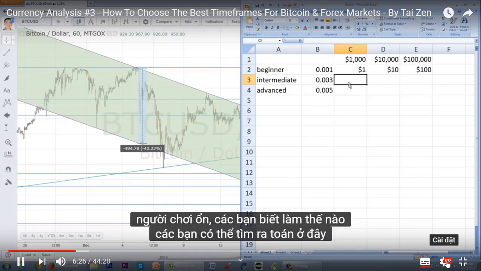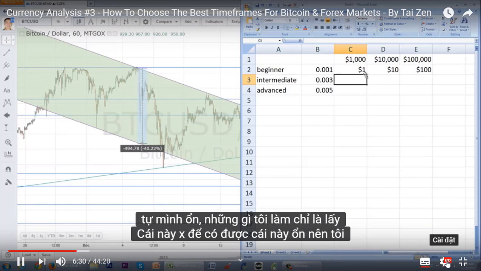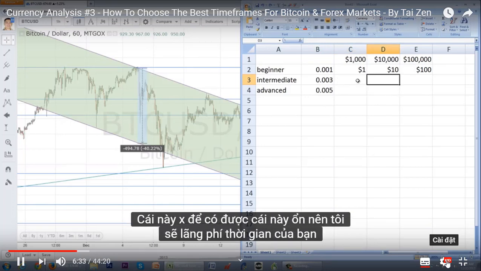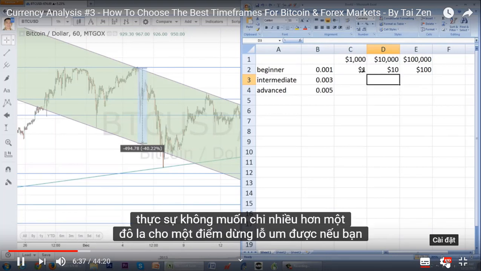Okay, you guys know how to do it. You can figure out the math here by yourself. What I do is just take this, multiply by that to get this. I'm not going to waste your time doing the rest of this, but for a beginner, you really don't want to spend more than $1 for a stop loss.